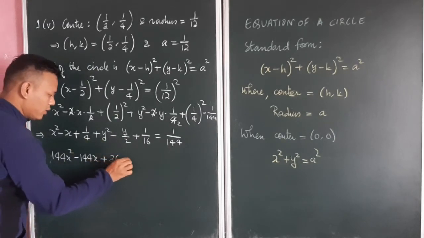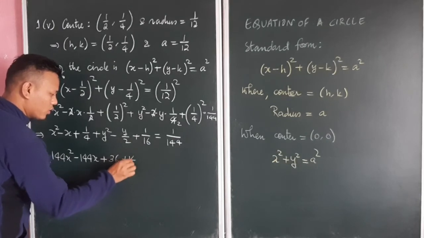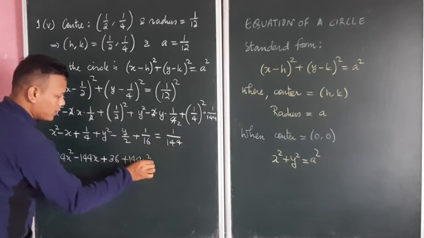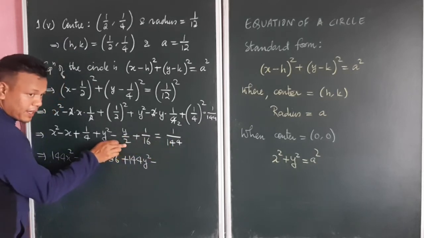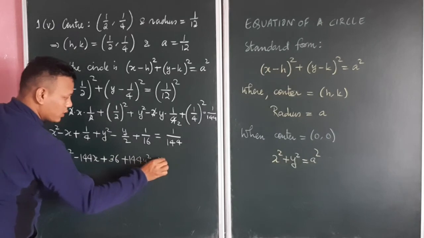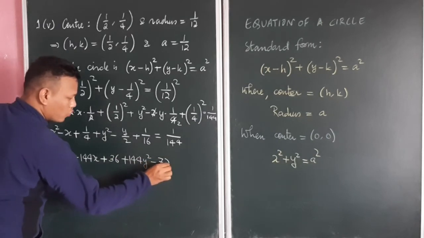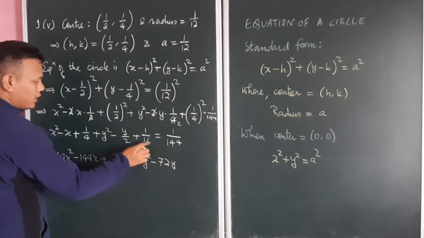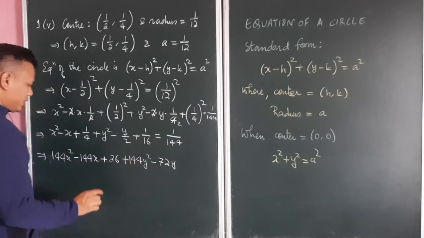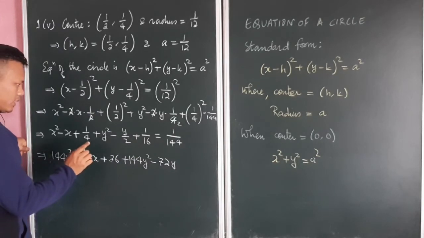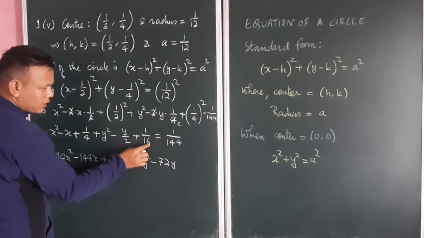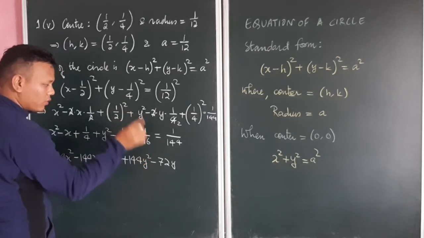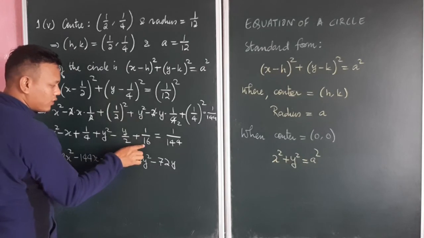Similarly, we have 144 y square out here, minus 144 divided by 2, how much will it be? It will be 72y. And at last we have 144 and 16, so they'll get cancelled 9 times, I guess, because 9 into 6 is 54, carried over 1, 9 ones are 9, plus 5 is 14.